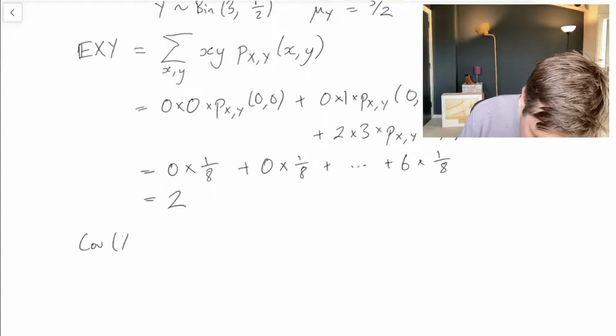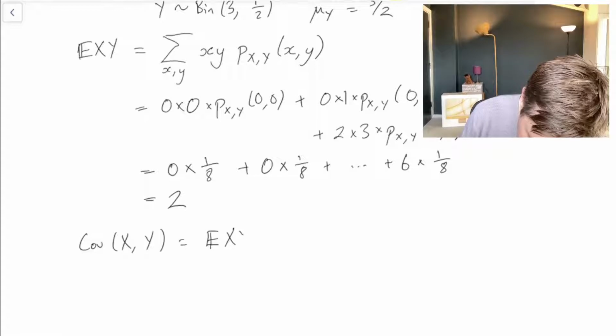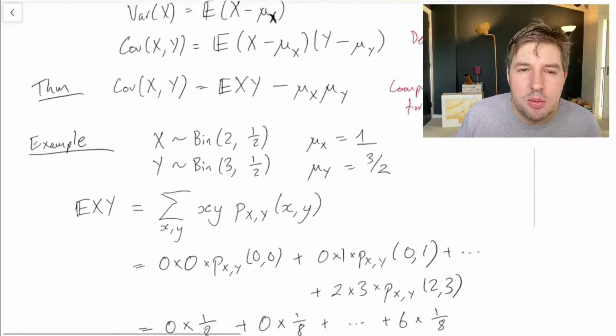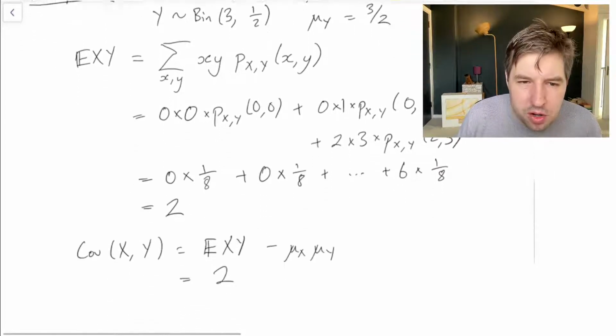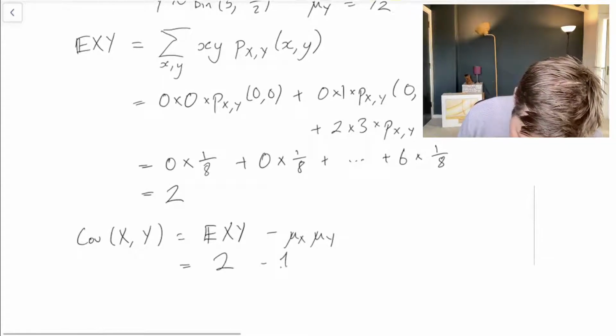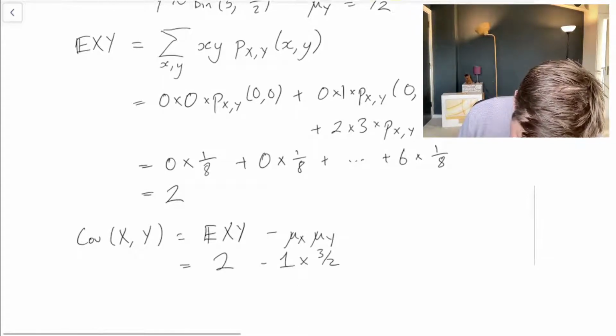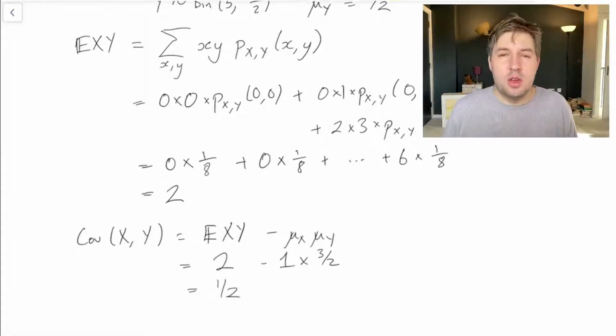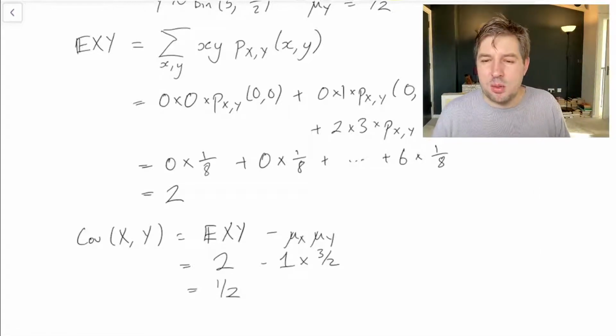So the covariance of X and Y from the computational formula is the expected value of XY minus mu x mu y. We've just worked out that the expected value of XY is 2. Mu x and mu y are up there: they're 1 and 3/2. 1 times 3/2 comes out, I think, as a half. So the covariance between those random variables X and Y is a half.